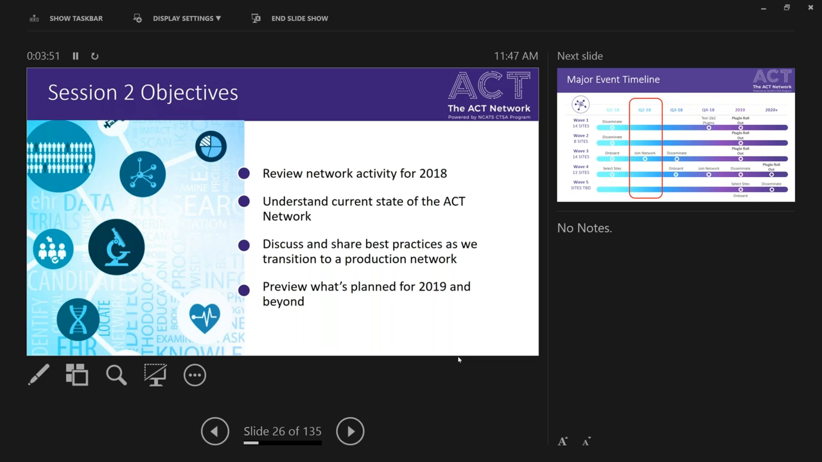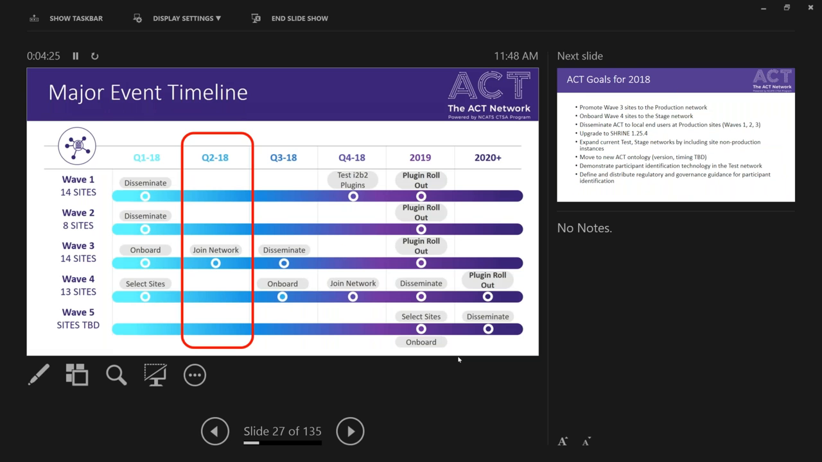So we have Mark, who's going to be speaking to all of you about that and network operations. Then when we get back from lunch, we're going to have more of an open conversation, discuss best practices, and we have our I2B2 folks that are going to help orient us into thinking like a production network. So what it's going to take for us to begin or continue to productionalize our ACT nodes. And then we're going to pick back up with our I2B2 plugin conversation around the technology for participant identification so we can look at what we can expect in 2019 and beyond.